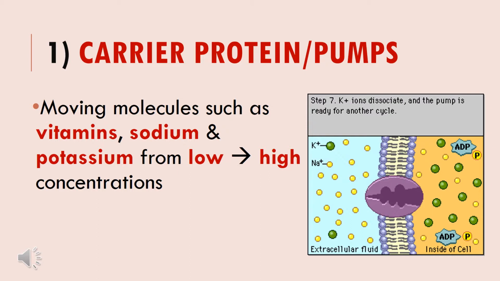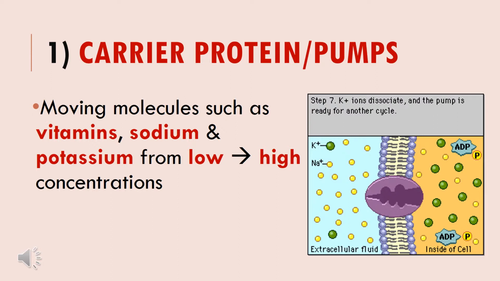A carrier protein is going to move something like vitamins or sodium or potassium. You need to highlight or underline that because those are very important to associate with a carrier protein or a pump. These are molecules that have an electrical charge or they do not mix with the cell membrane and therefore the cell membrane doesn't allow them to pass, but they need to get into or out of the cell. So our cell membranes include a pump or a carrier protein to facilitate the movement of those molecules.